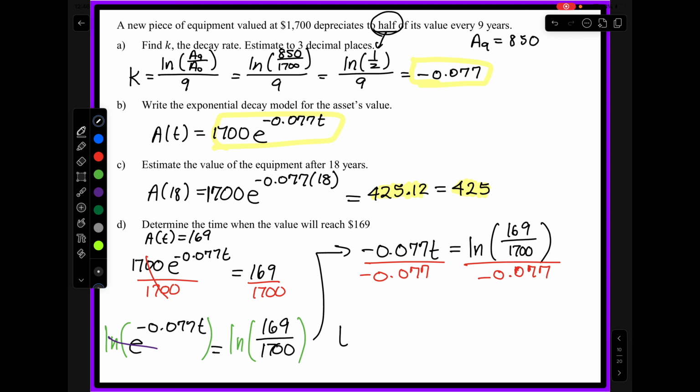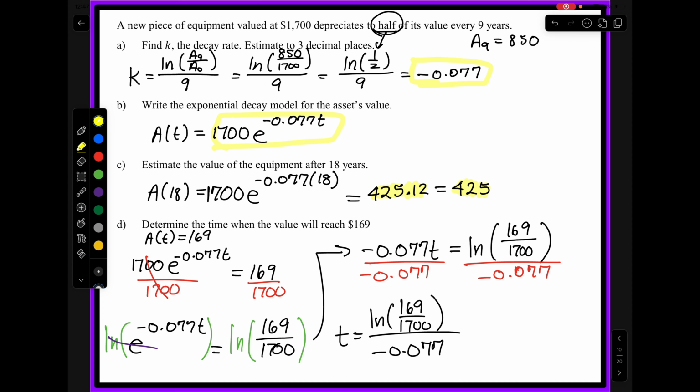So t equals the natural log of 169 over 1700 divided by negative 0.077. And this again is the format for every single thing. Notice that this format here looks exactly like the value of k, because that's all we're doing. We're just simply switching the values of k and t, and of course starting off with and ending with a different value. So we need one value specifically to get the value of k, and then using that, we can then use a different A of t to find again the time to get to that value.